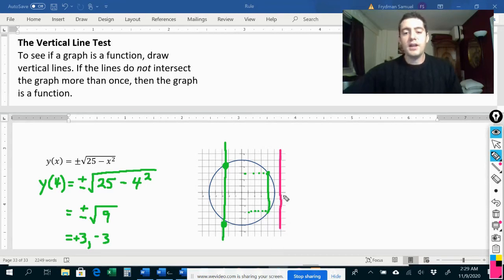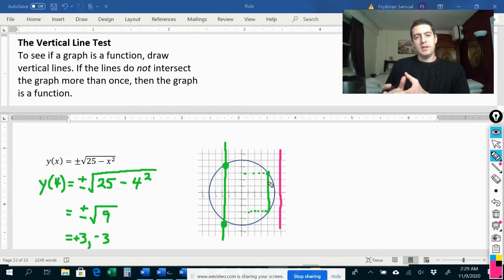Well, then it would not have intersected this graph at all. So we would have had 0 intersections. So does that mean that the graph is not a function? Could we have just drawn our vertical line here instead of over here, or anywhere inside the circle for that matter, and said, well, it doesn't intersect at all, and therefore we do not have a function?